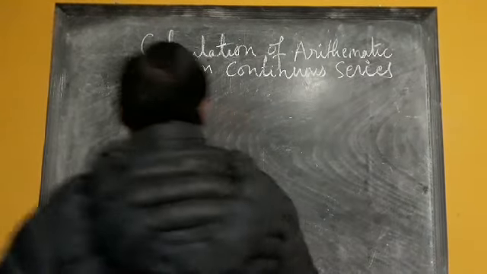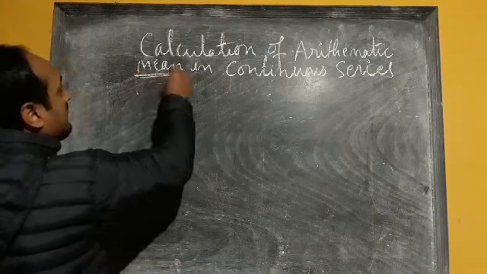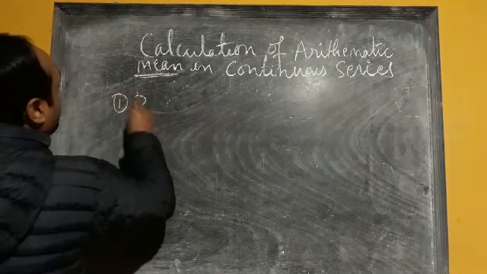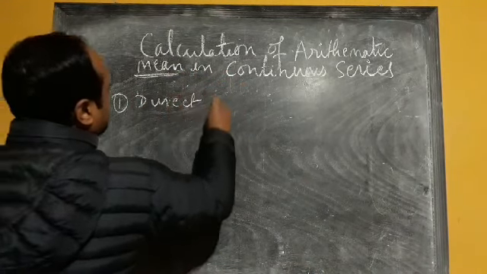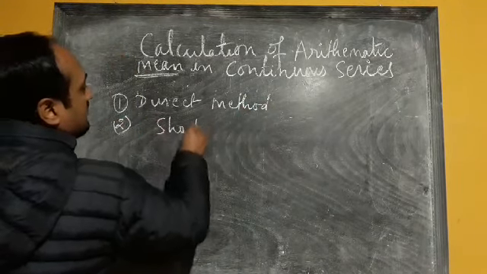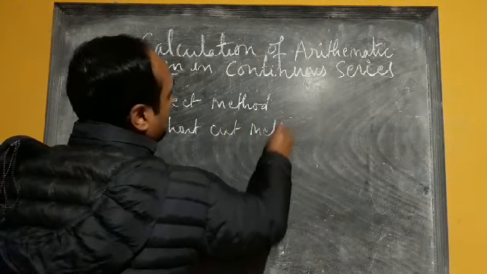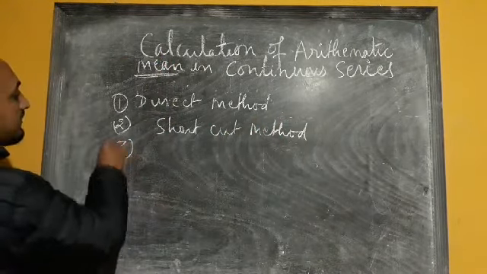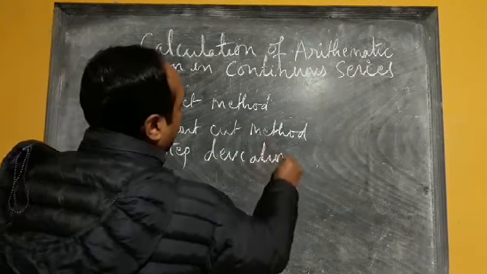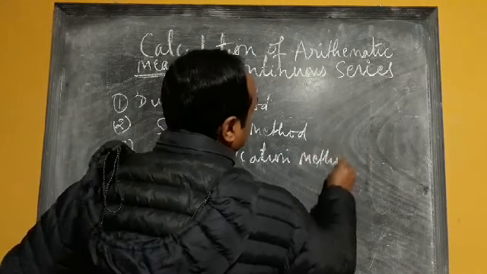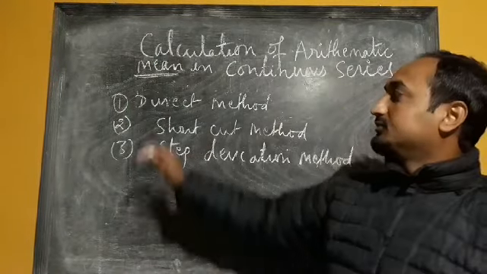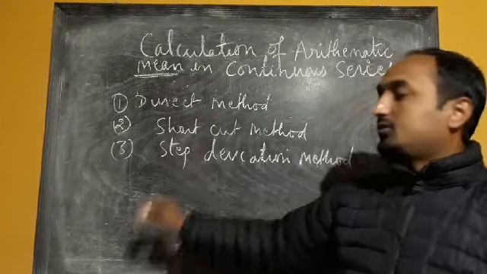The mean in a continuous series can be calculated by three methods. Number one, we have a direct method. Number two, we have the shortcut method, and number three, we have the step deviation method. So in your syllabus it is not mentioned that you have to solve only by direct method or shortcut method or step deviation method.